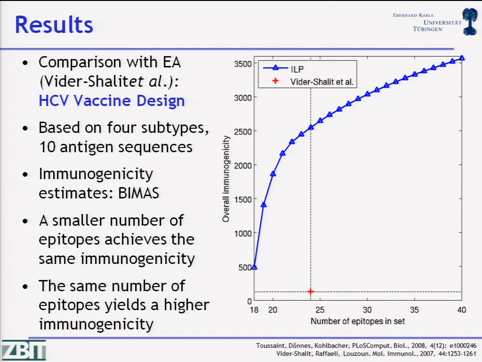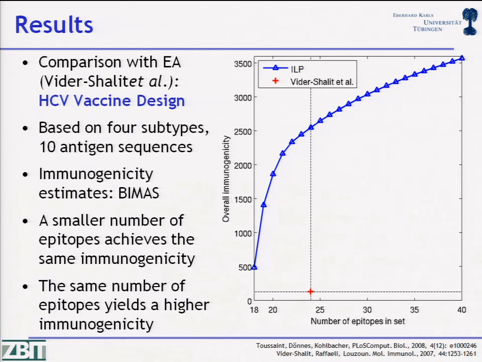And as you would expect, if we look at the immunogenicity you achieve with a given number of epitopes, you see that as you add more epitopes, the overall immunogenicity goes up, which is not very surprising. This is overall immunogenicity, this is number of epitopes. And you can see that compared to the genetic algorithm, at the same number of epitopes, we achieve a much higher overall immunogenicity. Caveat here is that their objective function was also slightly different, but even using their objective function, we can achieve better results.